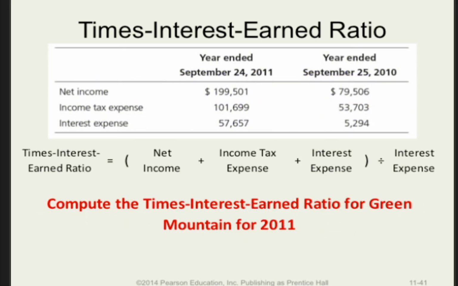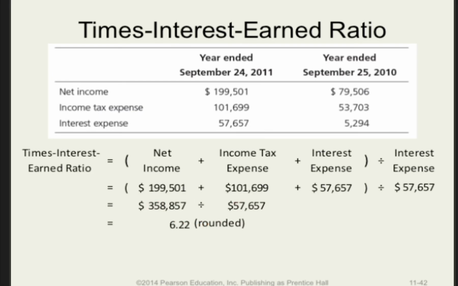Using data for Green Mountain, compute the times interest earned ratio for 2011. And this is what that looks like. With 6.22, rounding, of course, to the nearest hundredth, 6.22 would be your answer.